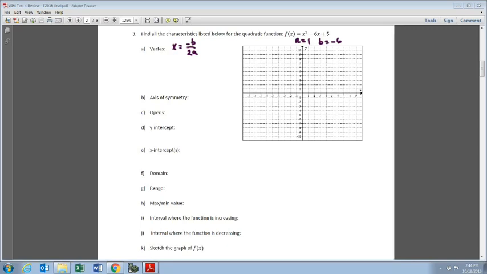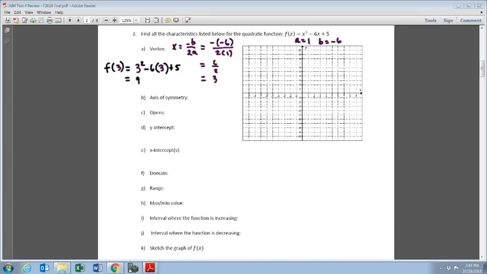Now, we learned a technique where we could actually write this function in vertex form using a process called completing the square. And you could do that here. But we're going to go ahead and use the vertex formula. So negative b, that's going to be negative 6 over 2 times a, which is 1. So we're going to get 6 over 2, which is 3. Remember, this is just the x value of the vertex. To find the y value of that point, we need to plug 3 into the function.